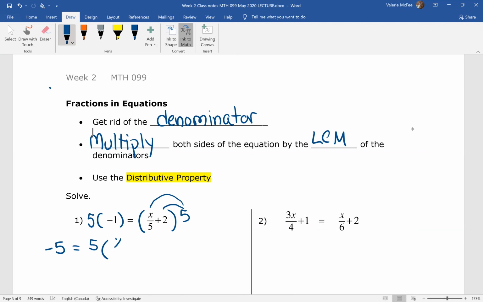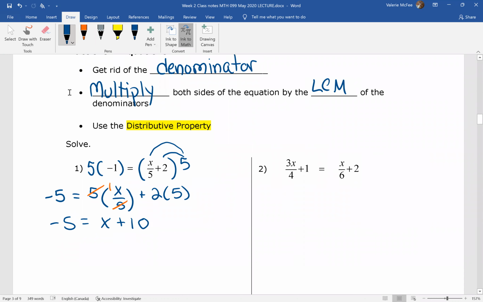So let's write this out. I'm multiplying 5 by each term in the brackets. Notice what happens. I have -5 equals, and then these 5's cancel out, leaving me with 1x. So by multiplying by the lowest common multiple, I get rid of the fractions and have now just a simple equation that I can solve. I know that I want my terms without x on the same side, so I'm just going to subtract 10 from both sides. And we see that x equals -15.